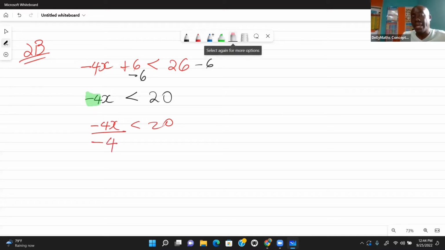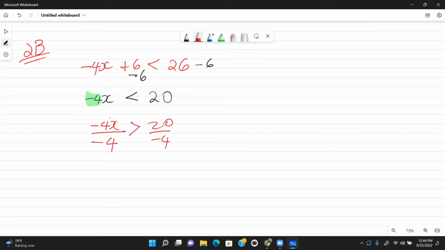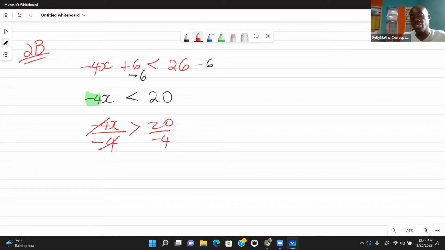Here's the deal. Because we divide by a negative number, this sign would have to turn. It flips whenever you divide by a negative number. So then, negative 4 into negative 4, that's gone. So x is greater than 4 into that will give me 5, and this is a negative 5. So this is the response: x is greater than negative 5.